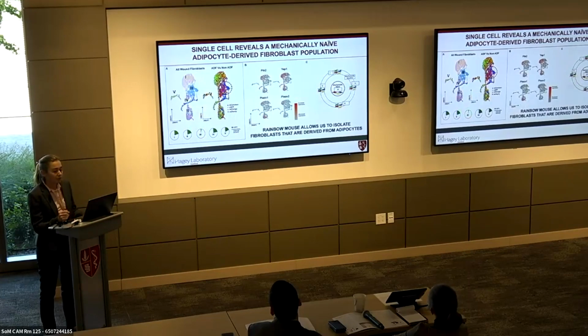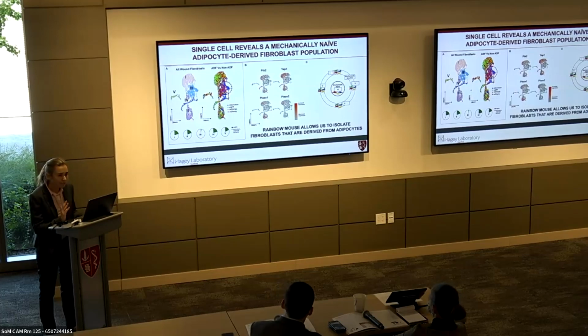I then performed single-cell RNA sequencing from each of these rainbow colors, and we found 5 transcriptionally distinct fibroblast clusters. Now, while most of them had both adipocyte-derived and non-adipocyte-derived cells, interestingly, cluster 3, which is this blue one in the middle there, had almost exclusively adipocyte-derived fibroblasts.